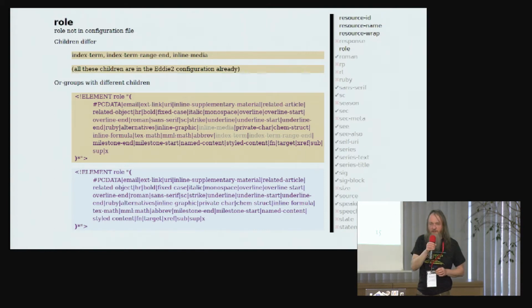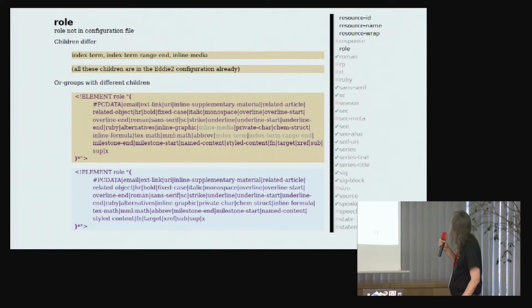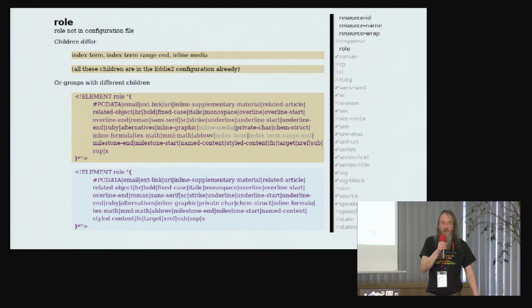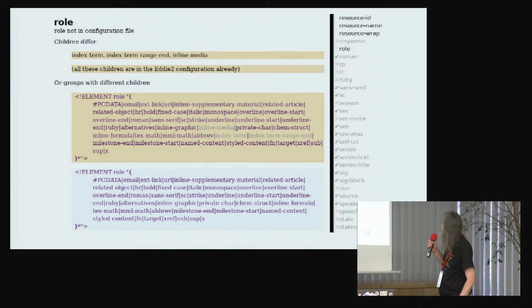The check mark means they're in the configuration file. If there's no check mark but they're grayed, they're okay. It's the same element in input and output, and it's got the same children. So I can ignore it. And if it's bold, it's not in the configuration file, or I've not marked it and it's different.